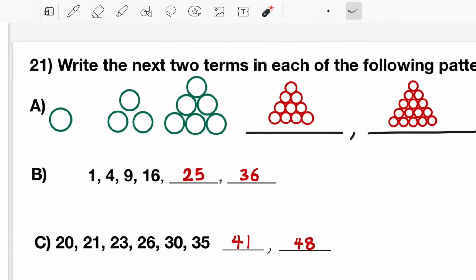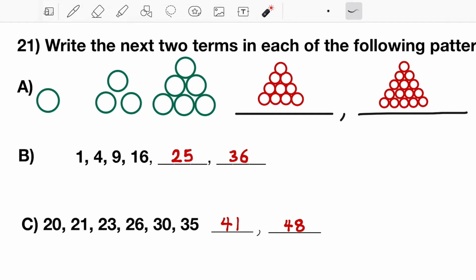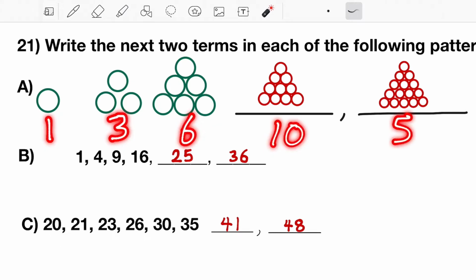Right? And they may give you one where we have the numbers instead of the shape. So this is 1. Then we add up this. 1 and 2 is 3. And then 3 and 3 is 6. Then this is 10. Then 15.